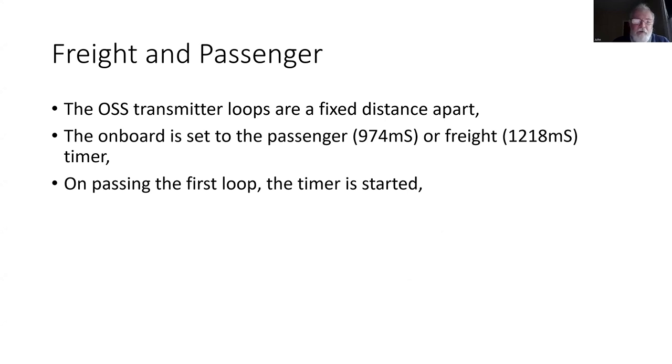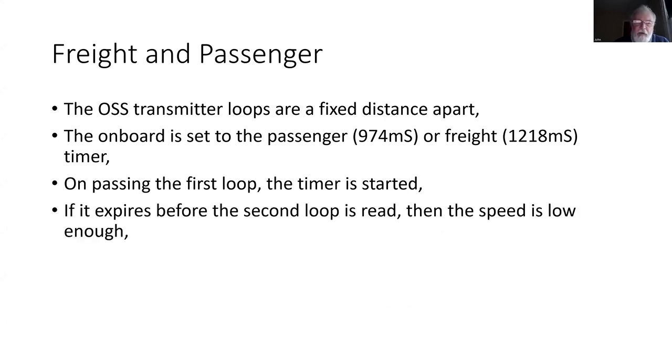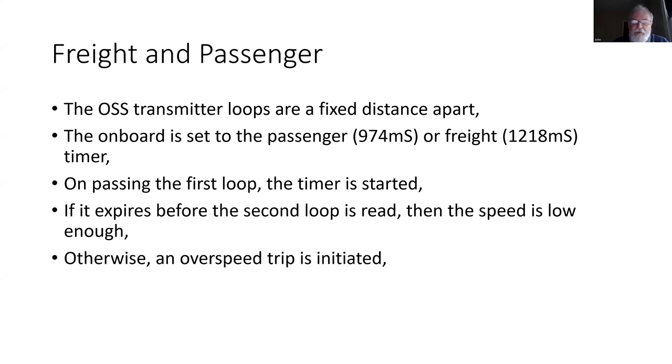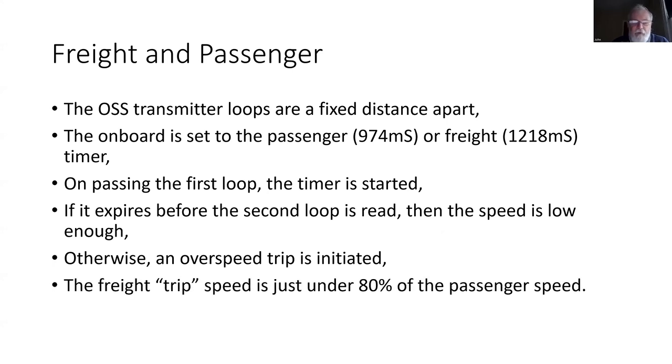When the train passes over the first active loop, the arming loop, the timer is started. And if it expires before the second loop is read, then the speed is low enough and no reaction will occur. However, if the second loop is read before the timer has expired, then an overspeed trip is initiated. And what that results in is that the trip speed for any pair of loops is about 80% for freight of the passenger speed. And that then reflects the fact that the freight train will take longer to stop.